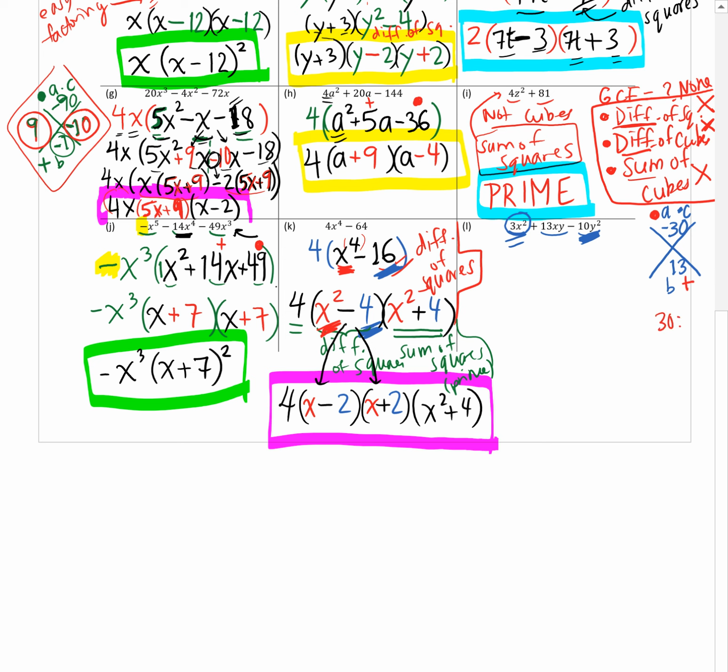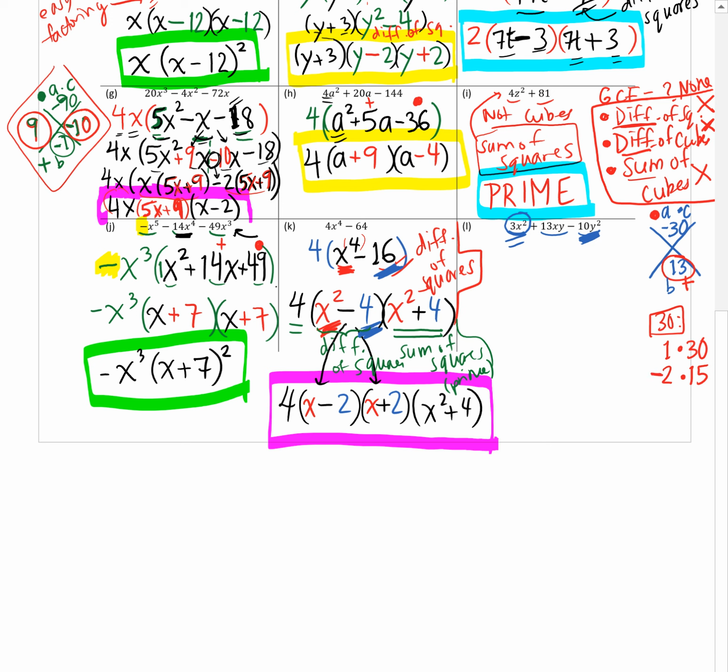Let's see, I'm going to kind of write it out. If I can't immediately think of it, I'll do like we did in previous sections. 30 is 1 times 30, but there's no way those are going to add up to 13, no matter which one I make positive and which one I make negative. 30 is also 2 times 15. Okay, if I made one or both of those negative, could they ever add up to 13?